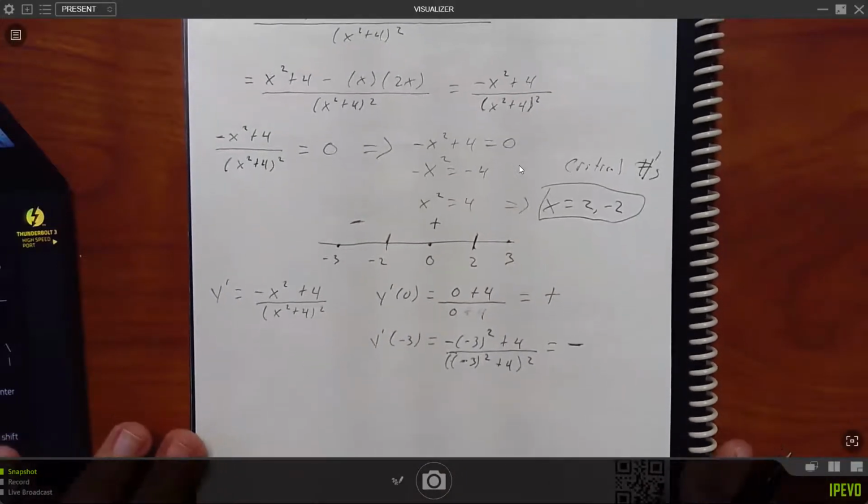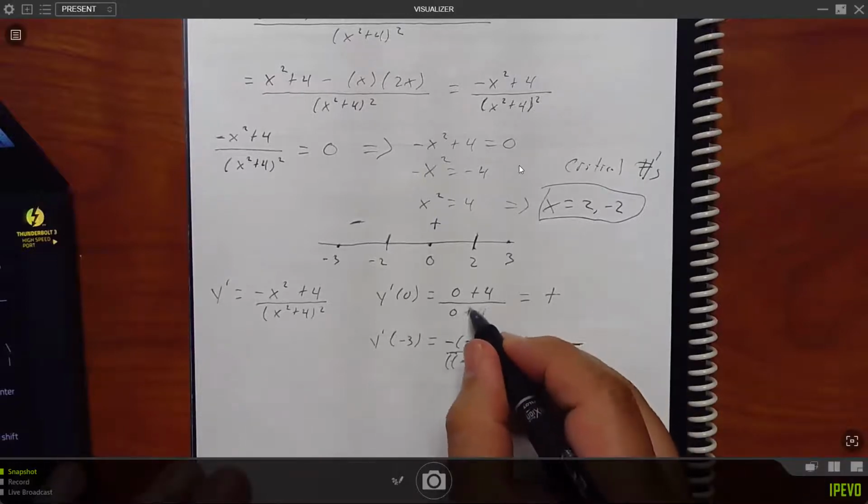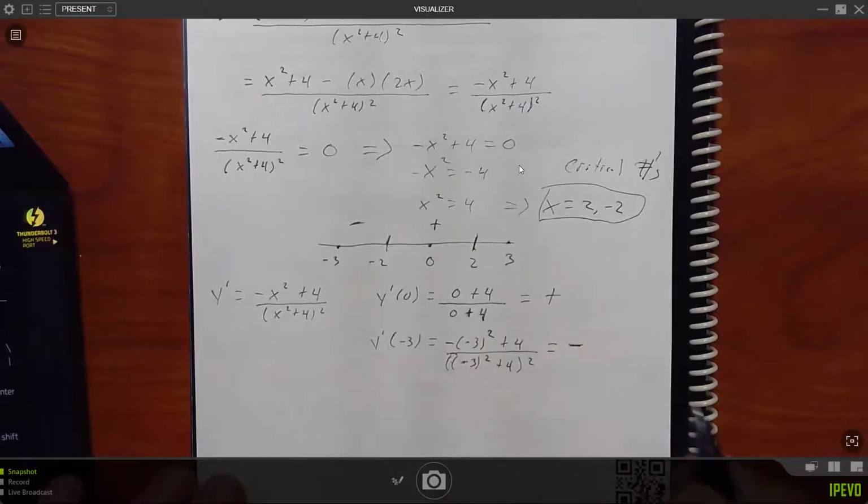Did you erase the 0 plus 4, the denominator, for a reason, or was that just kind of a? They got smeared. Oh, okay, sorry. I think it's on my hand.